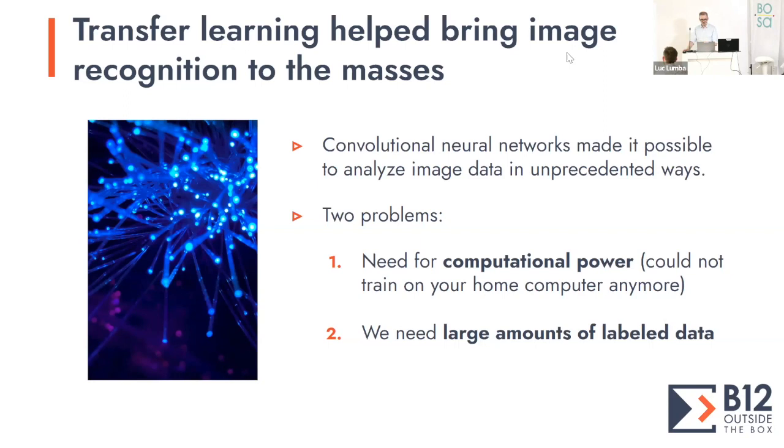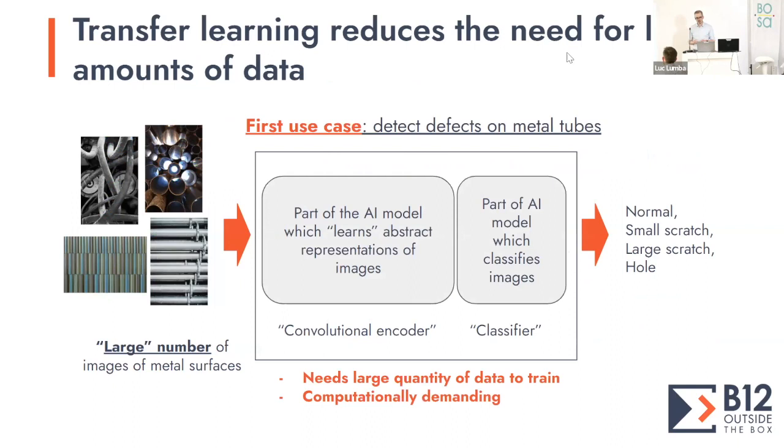So to explain to you how it works in this context, this is nowadays one of the common setups that you use if you want to do transfer learning with image recognition. So what you would do is, let's say you wanted to solve a use case where you want to detect defects on metal tubes. You would collect large numbers of images of tubes with defects. You would label everything. You would feed everything to this algorithm that would then be able to classify this into several categories: normal, small scratch, large scratch, hole, etc.